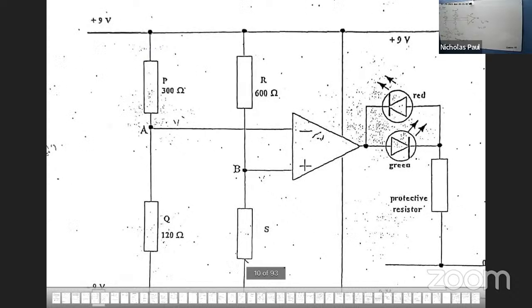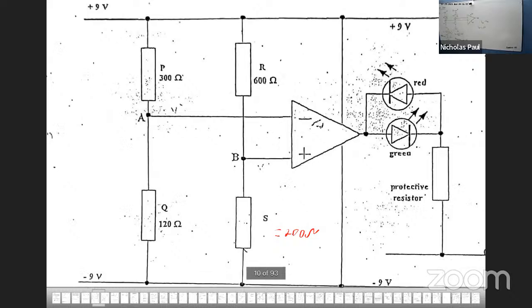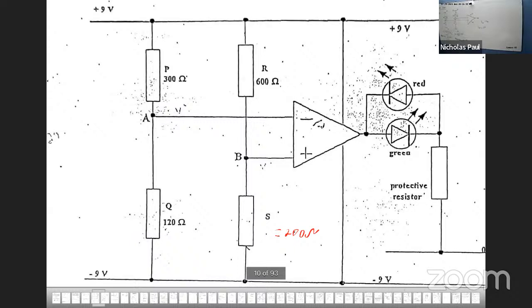Last one. You get it, right? S is 200. I want you to tell me which LED is on. I have 9 volts. S is 200. I want you to tell me which LED is on. Is the red LED on or the green LED on?